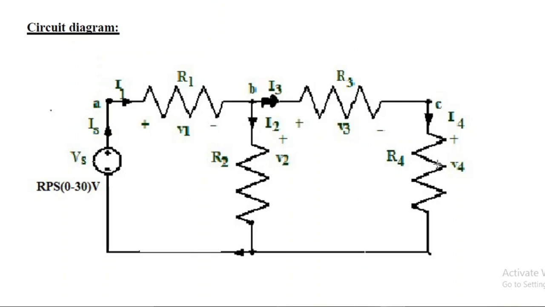Let us see the basic terminology, so let us see the theory. Network topology is a property relating to the placement of elements in the network and the geometric configuration of the network. Such elements include branches, nodes and loops. A branch represents a single element such as a voltage source or a resistor. This is a branch. A node is a point of connection between 2 or more branches. That means if 2 or more branches are connected at a point, that point is called a node.